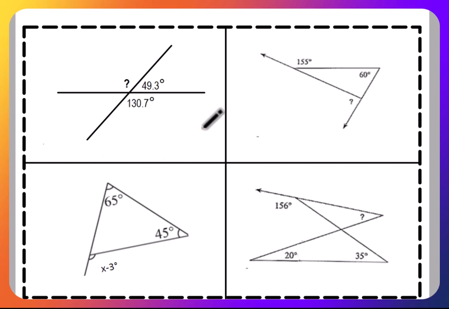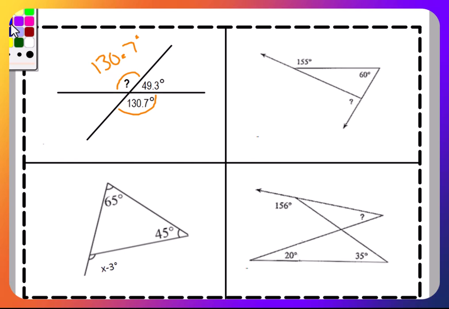Okay, some more fun. Again, I see an x, so I know that opposite angles are equivalent. They are congruent, right, for vertical angles. So that's one way you could do that. You could say, okay, this question mark angle and its opposite angle, because they are vertical, they're going to be congruent. So that means this angle would be 130.7 degrees.